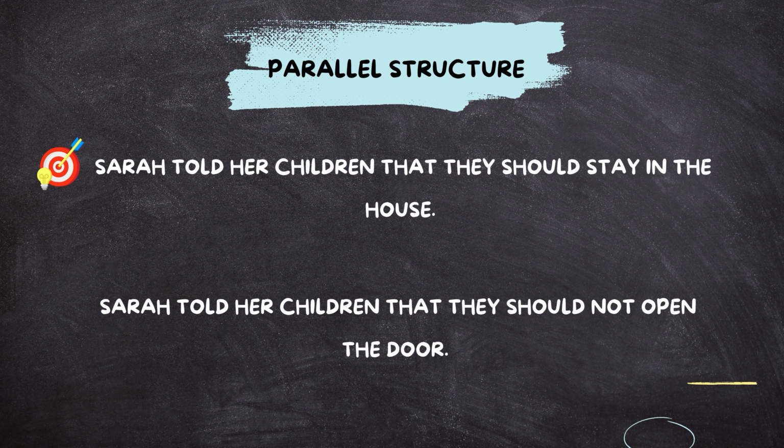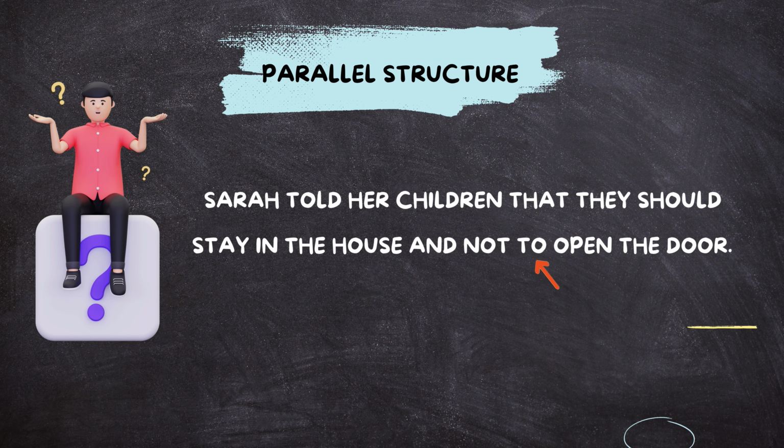First, Sarah told her children that they should stay in the house. Second, Sarah told her children that they should not open the door. Do you see now? After should, we always use the base form of the verb, but not to plus verb. Now I see. Both verbs after should must be in the base form. I mean the verb stay and the verb open. So we shouldn't say to open. That's wrong.